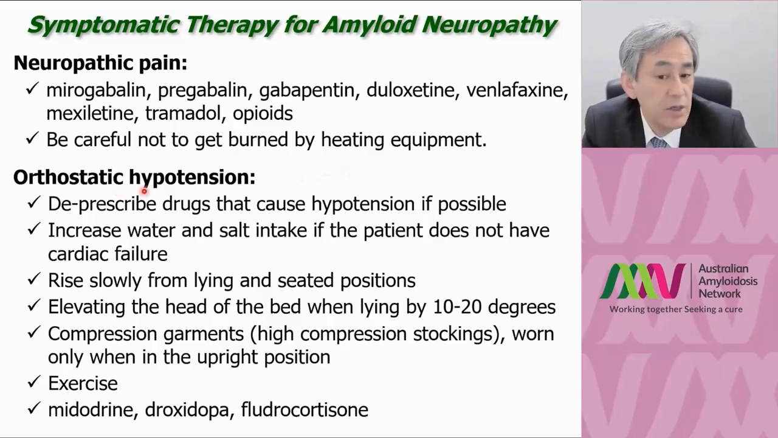For orthostatic hypotension, recommendations are as follows. Avoid prescribing drugs that cause hypotension if possible. Increase water and salt intake if the patient doesn't have cardiac failure. Rise slowly from lying and seated positions. Elevate the head of the bed by 10 to 20 degrees when lying. Use compression garments, such as high compression stockings, and exercise. Drugs such as midodrine, droxidopa, and hydrocortisone are also useful.